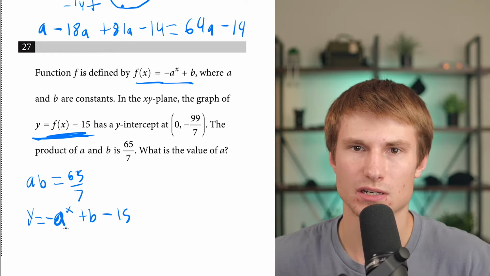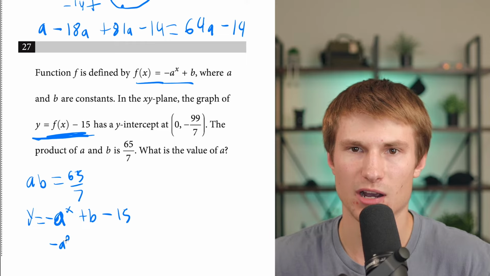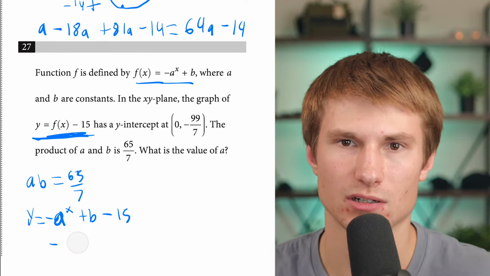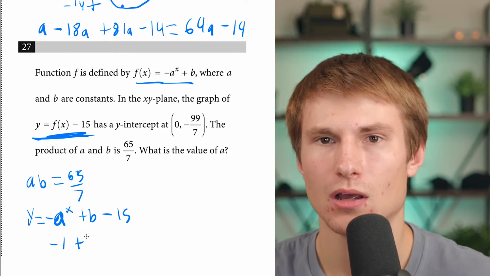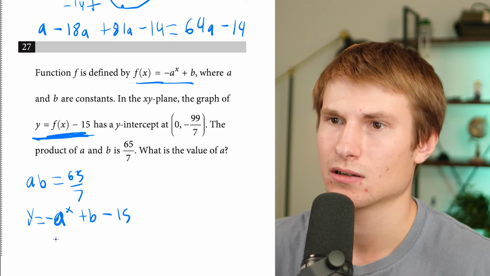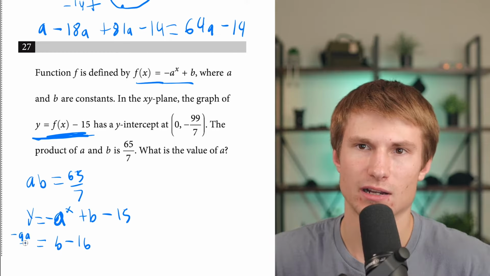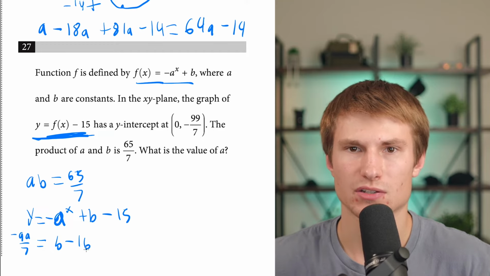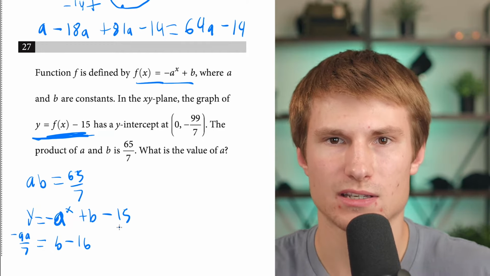So if we put in 0, then we end up having negative a to the power of 0. Any constant to the power of 0 will just give us 1, so negative 1 plus b minus 15. Negative 1 and negative 15, we could rewrite this as b minus 16. B minus 16 is going to equal our y value of negative 99 over 7. From here, let's get what b is equal to by adding 16 to each side.